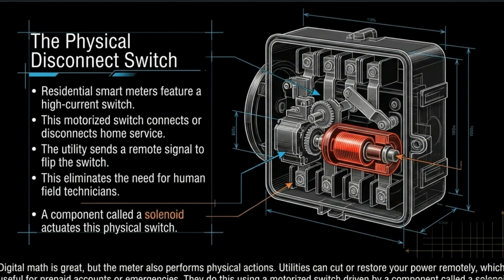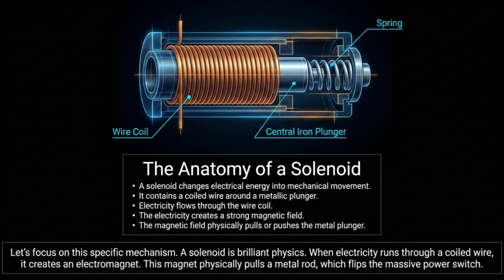Beyond digital data, the meter performs physical actions. Utilities can cut or restore your power remotely, which is useful for emergencies. They do this using a motorized switch driven by a component called a solenoid. Let's focus on this specific mechanism.